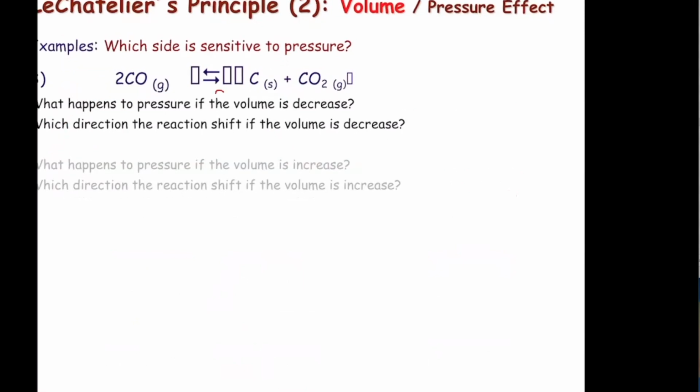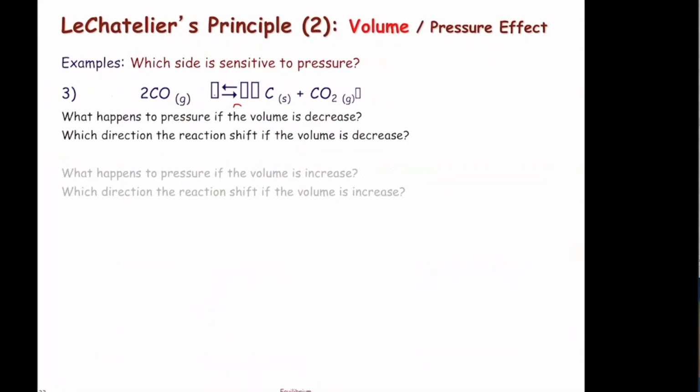Okay, again, you can ignore this. Okay, you've got carbon monoxide producing carbon solid and carbon dioxide. And this is a balanced equation. 2 carbons on both sides, 2 oxygens on both sides. Okay. Which side is sensitive to pressure?